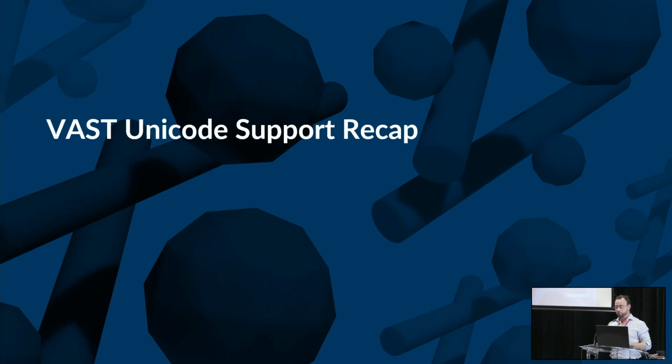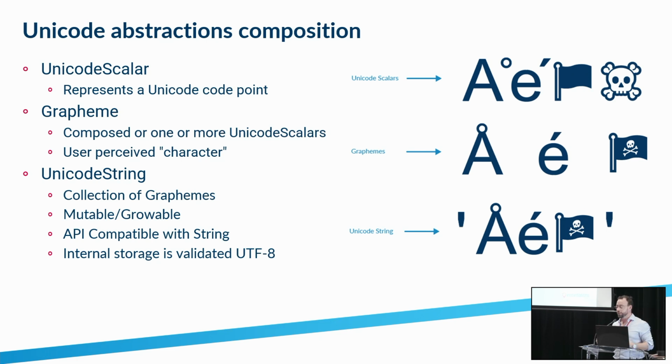So let's do the recap. You already heard Henry talking about this, but for those new or those that just arrived, this is how we organize our main Unicode abstractions. We have the Unicode scalar, that is, as Henry pointed out, the equivalent to a code point. That's what you will find in the Unicode database, except for a restricted range that's used for UTF-16.